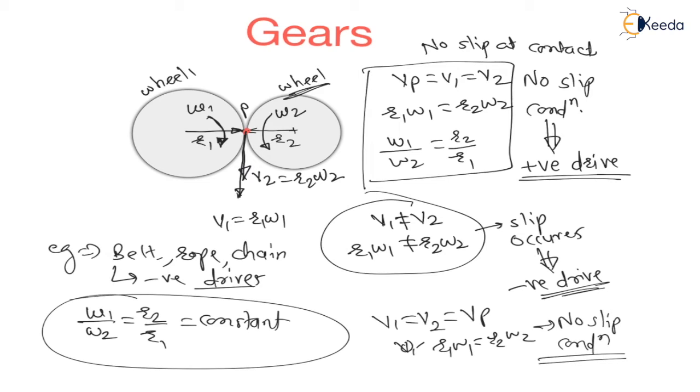And if our purpose is no slip, then instead of these wheels we use gears. Whenever we use gears, there will be no slip. That is, gear is a positive drive. Let us understand this. To have a positive drive, gears are used. The larger one is called the gear and the smaller one is called the pinion, but both are gears.